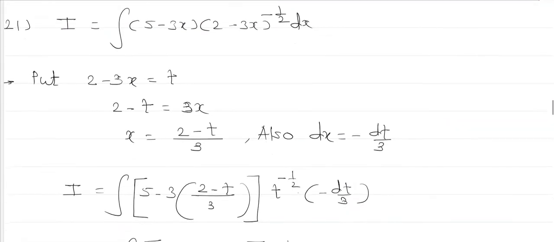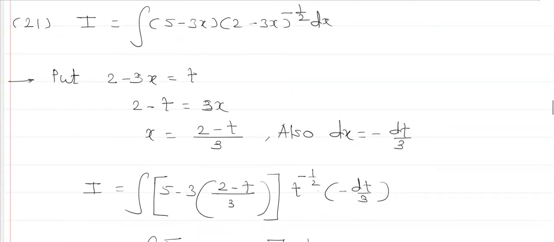Now the next problem is the problem number 21. I is equals to integral of (5 minus 3x) into (2 minus 3x) raised to minus 1 upon 2 dx. Now again, what is complicated here? In the right hand side, this is the 2 minus 3x. This is our substitution. That is, 2 minus 3x is equals to t. Therefore, 2 minus t is equals to 3x.